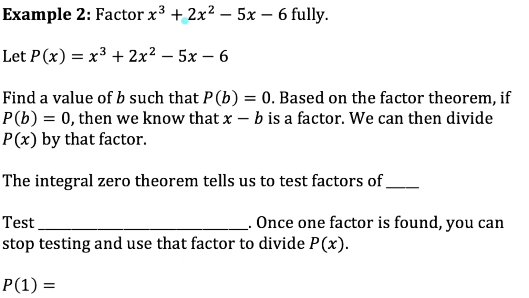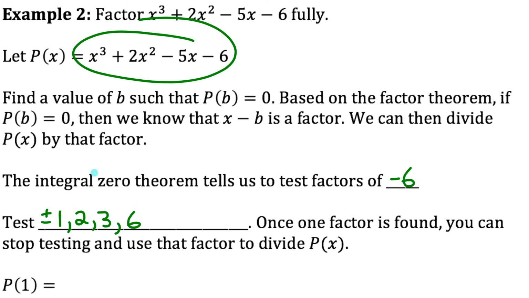So for this one, for example, the constant term is negative 6. The integral zero theorem tells us if there are integers that make it be 0, those integers will be factors of negative 6. So we just have to test factors of negative 6. So that could be plus or minus 1, 2, 3, or 6. So the positive or negative of any of those are the integers that could make this be 0.